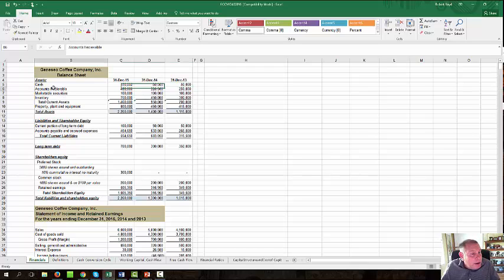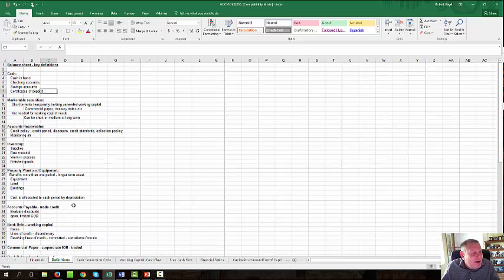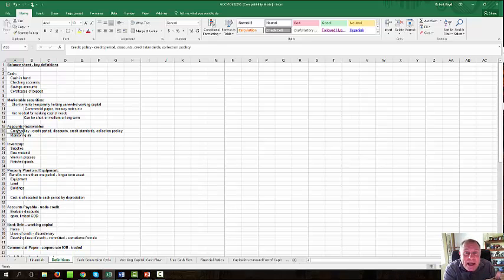The next category is accounts receivable: 460, 320, and 250. When we go over to the definition, accounts receivable include the amounts that are owed to us by customers for merchandise or services that they bought from us. As you can see, within that, the company needs to have a credit policy.